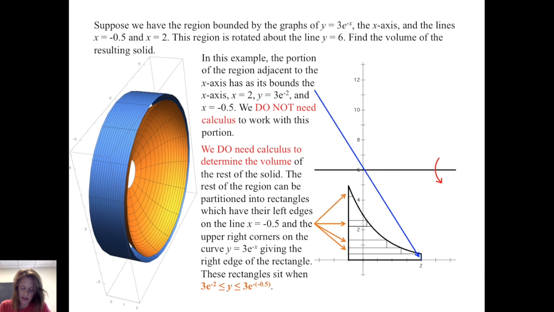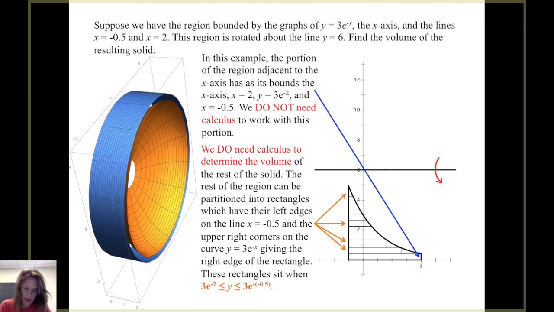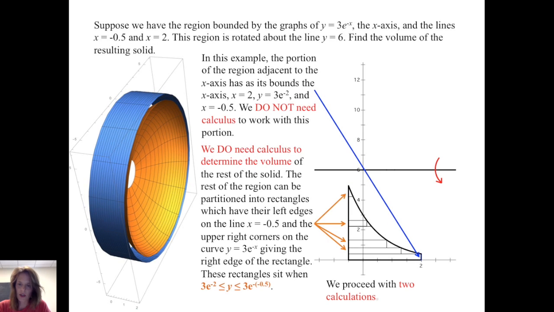And these particular rectangles sit between 3 e to the negative 2, which is right here, less than or equal to y, less than or equal to 3 times e to the positive 1/2, which is what we get when we plug in negative 1/2 into the function. So therefore, because of these two different parts of the region, we need two different calculations in order to get the volume of the solid if we want to pursue the shell method.